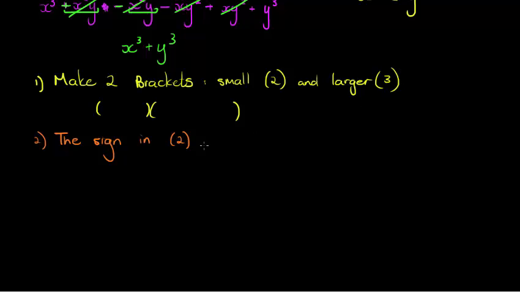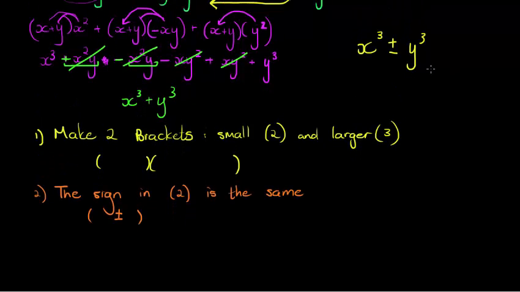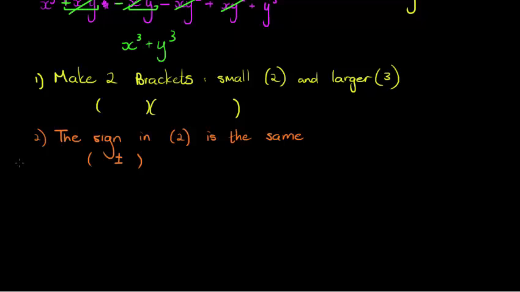The sign in the smaller bracket is the same. Which means if I've got my small bracket, the sign in here, if that one is plus or minus, this one will be plus or minus. So basically what I'm saying is if this one is x cubed plus y cubed, this one would be whatever plus whatever. If it was x minus, it would be x minus.